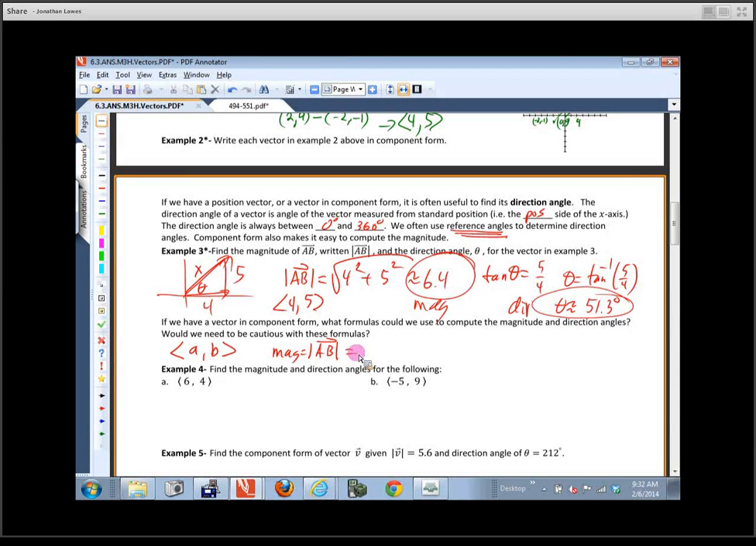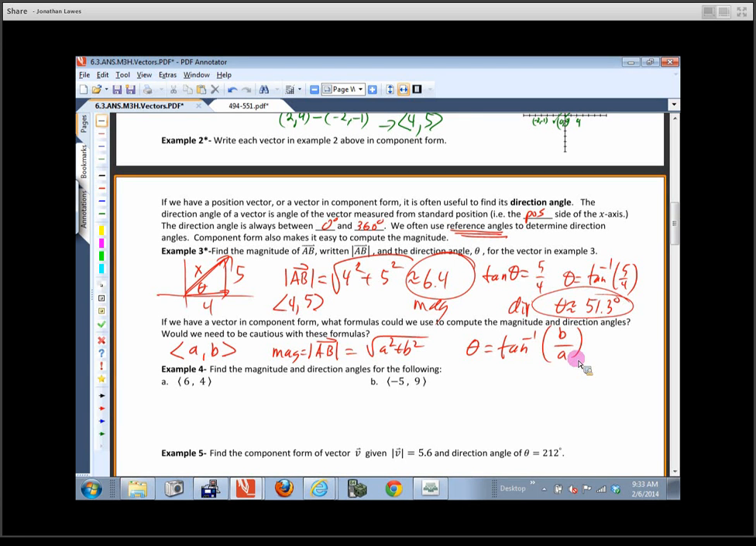What would I do? Yeah, square root of A squared plus B squared. Same thing we did up there. And if I wanted the direction angle? Tangent inverse of... think about it for a second, don't say anything out loud. Tangent is always the y over the x, so what are we going to write here? B over A, because B is the vertical and A is the horizontal.